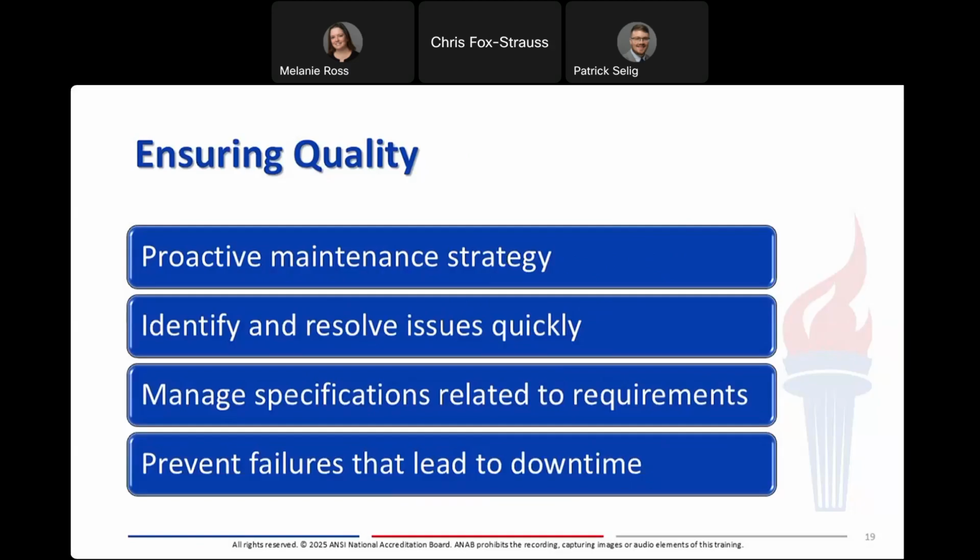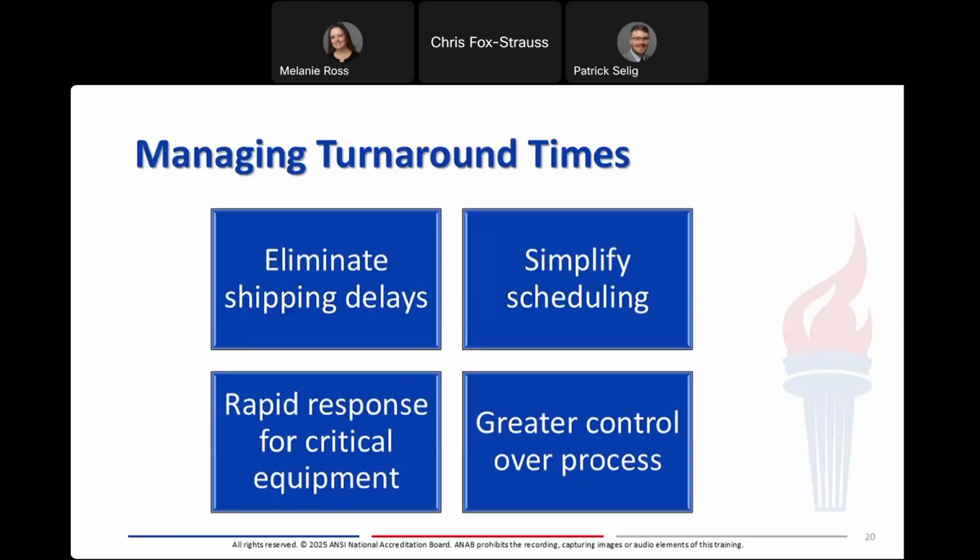When bringing calibrations in-house, one thing the laboratory can consider is a more proactive maintenance strategy. It can help identify and resolve issues more quickly with equipment if there are individuals in-house that have the capability to calibrate and maintain equipment. It can also allow for better management of specifications related to the requirements and can prevent failures that lead to downtime. For turnaround times, it could simplify scheduling and eliminate shipping delays, and overall provide a greater control over processes with a rapid response for critical equipment.